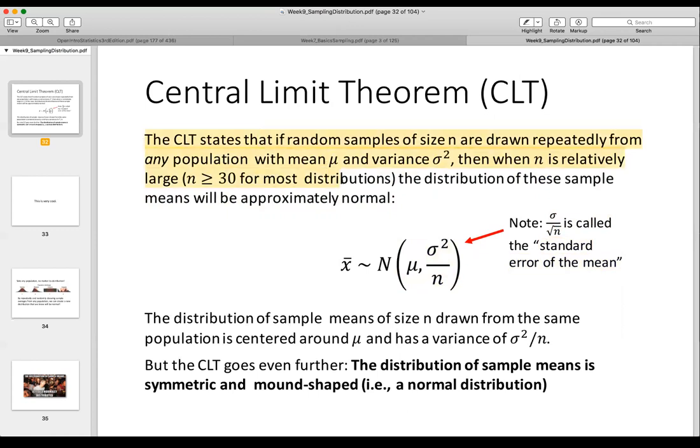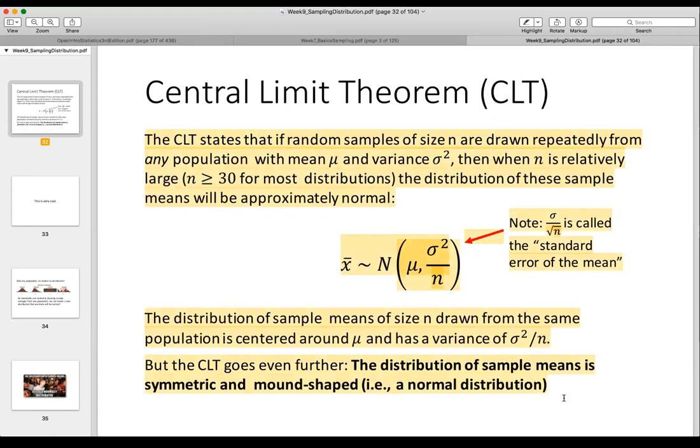I'm going to read this slide to you for emphasis. The CLT, central limit theorem, states that if random samples of size n, typically 30, are repeatedly drawn from any population with mean mu and variance sigma squared, which we don't know, and n is relatively large, n equals 30 for most distributions, the distribution of these sample means is approximately normal.